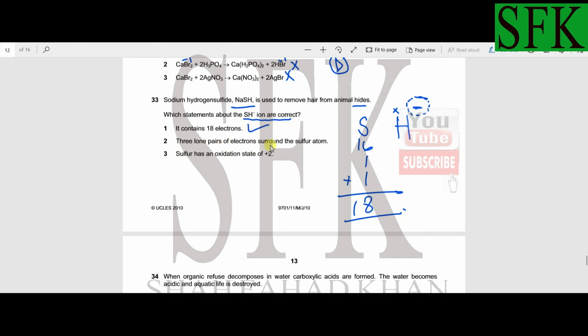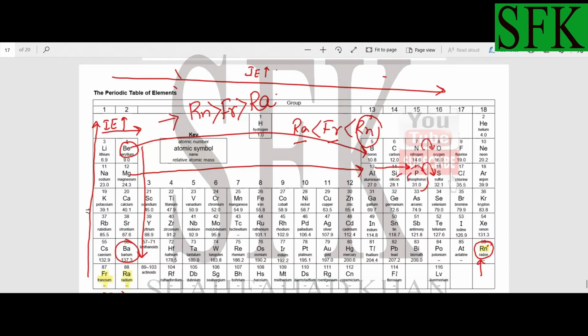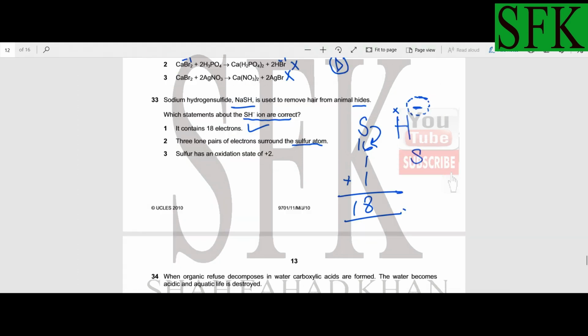Three lone pairs of electrons surround the sulfur atom. So sulfur has 16 electrons, so let's make out its structure. Sulfur is in group 6. This means that 6 outermost electrons are present in sulfur: 1, 2, 3, 4, 5, 6. Let's assume that these are the 6 electrons. If it has shared one of its electrons with hydrogen, hydrogen's configuration is complete, and this extra electron must also have been added to the sulfur atom.